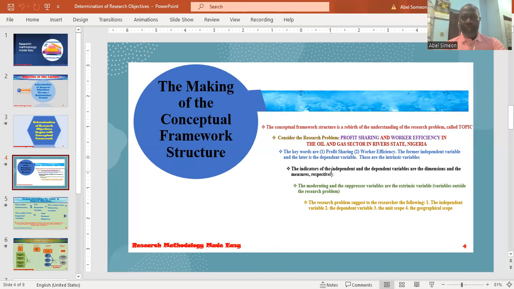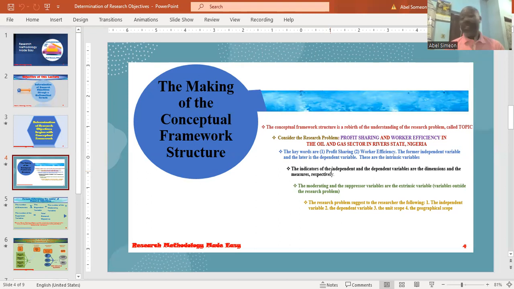Of course, there are 4 things you should note concerning a research topic. When you give the topic, there are 4 things you should say. 1, you look at the dependent variable, you get that. The independent variable, you get it there. You also get the unit scope. Unit scope is what you are studying. And then you also get the geographical scope. Where are you carrying out that study?